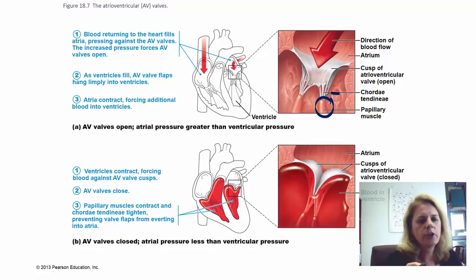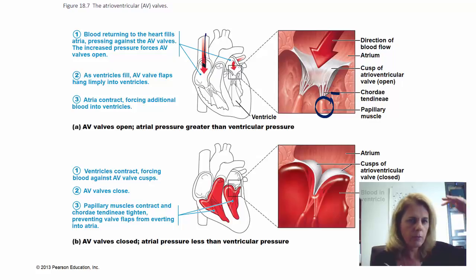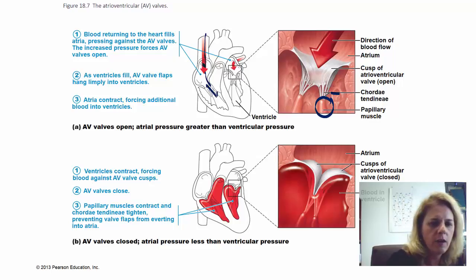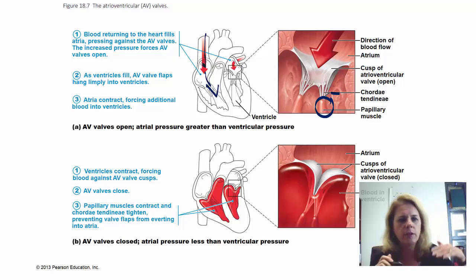So when blood is returning to the heart, it's coming from the vena cava into the right atrium. As that blood fills up the atrium, it's exerting weight and pressure, it's going to push against the door, push the valve open, and the blood will fall into the ventricle.